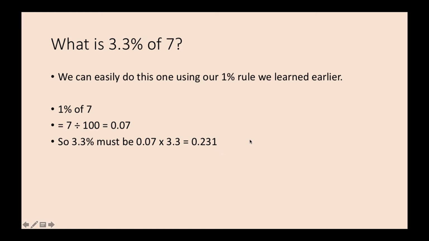Okay? So just be careful when finding the 1%, it's divide by 100, and then times by how many we need here. That works for any percentage. So 3.3% of 7 is 0.231.